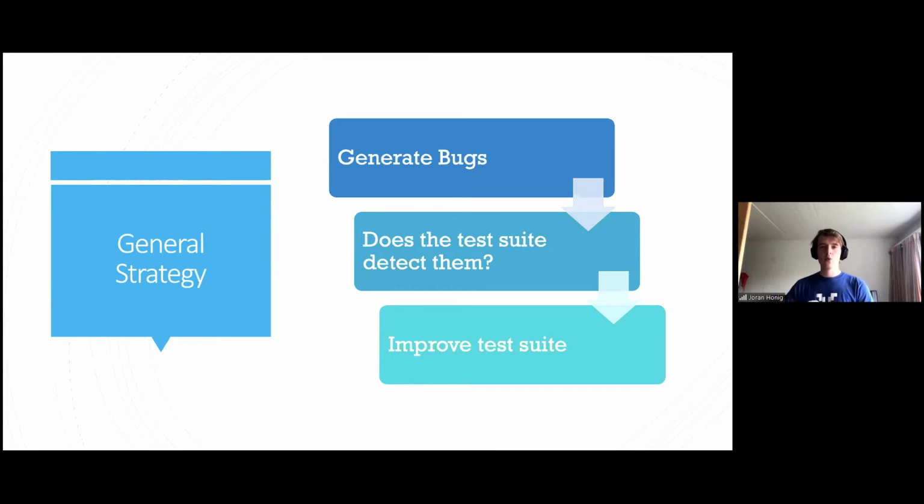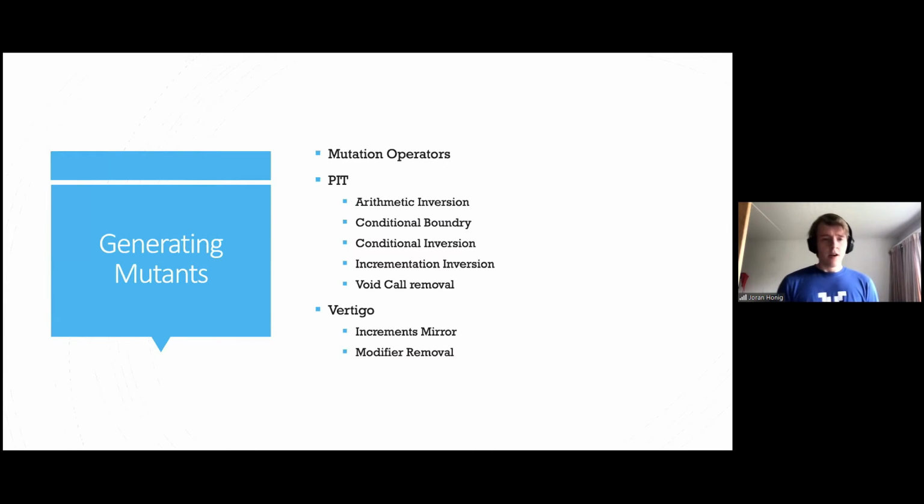And finally, once we have all of this information, we can find the specific areas in the code that are not yet tested as well as we'd like, and then improve those tests or add tests to get this increased level of quality. I'll go more into the details of these specific phases. The first phase, generating bugs, is actually called generating mutants.